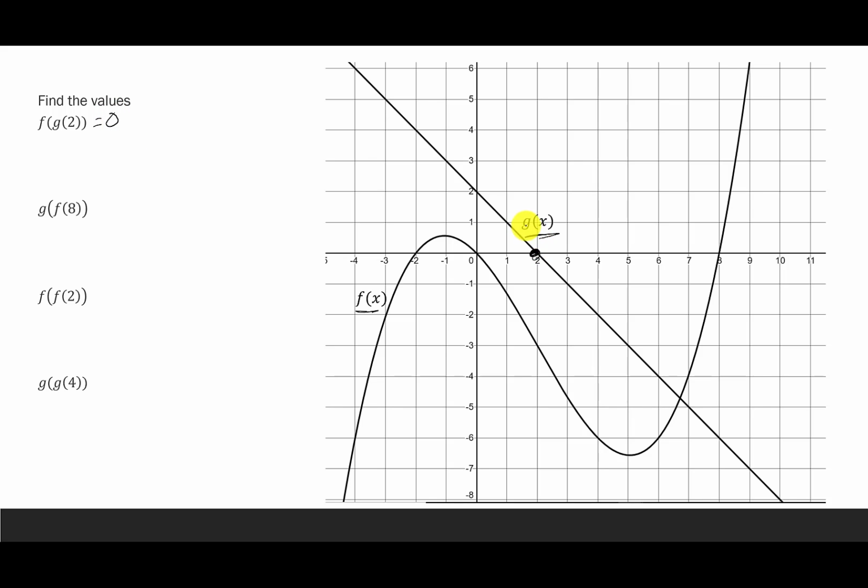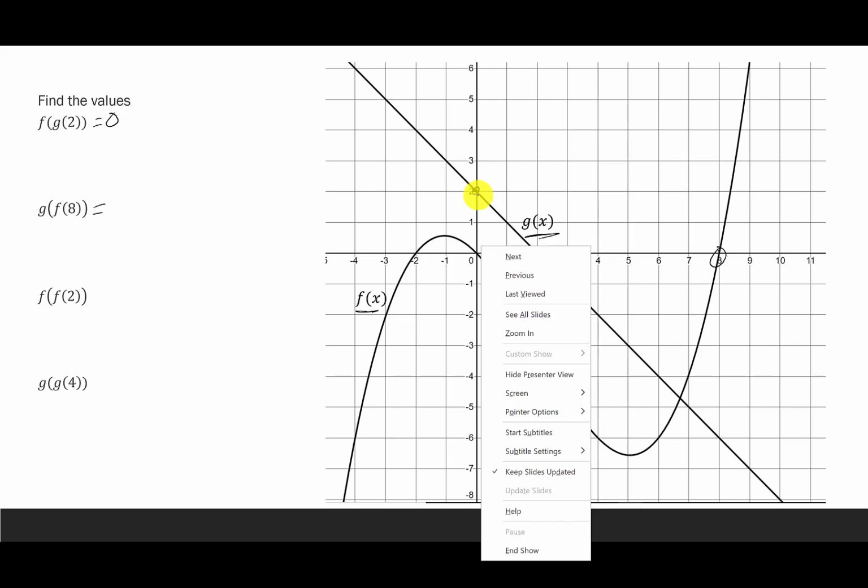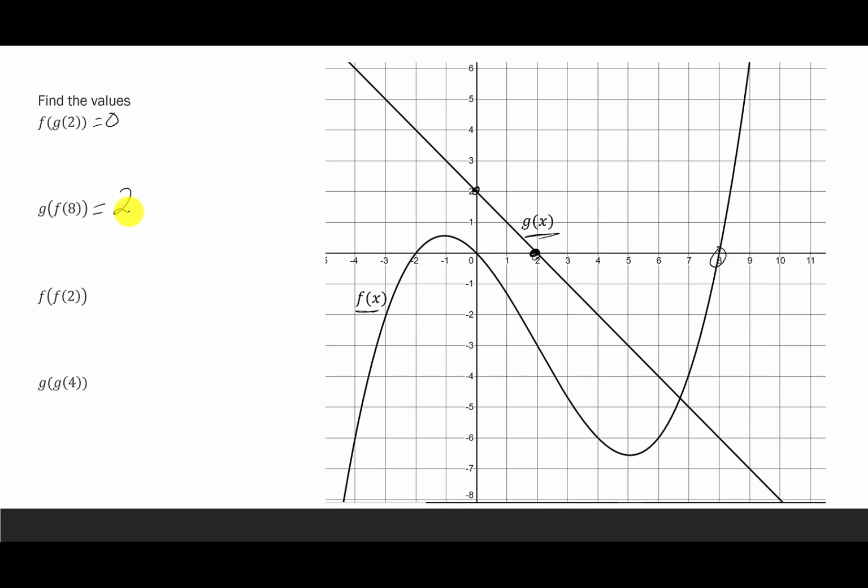Okay, so I started at g of 2, I got 0. I take that 0 as the y value. It becomes the x for my f function, and I got 0 again. The next one I have is g of f of 8. So I look over at f of 8. It's right here. F of 8 gives me 0. So now I go look at g. When I look at 0, I get 2. So I started with 8. Y value is 0. That y becomes the x, becomes the input, and I get 2 as my output.